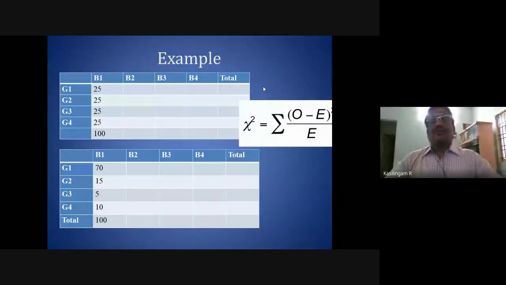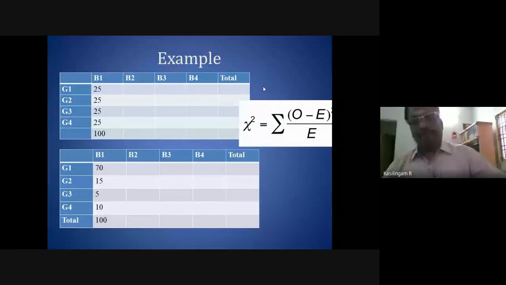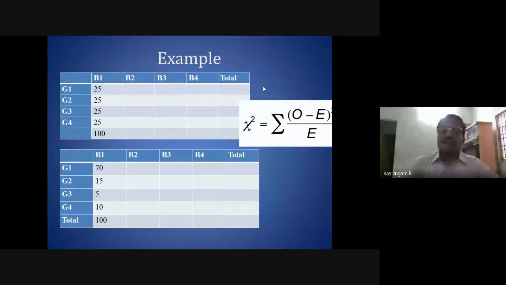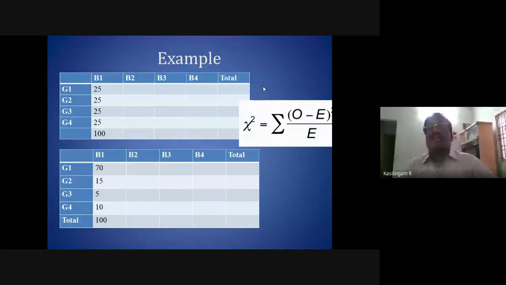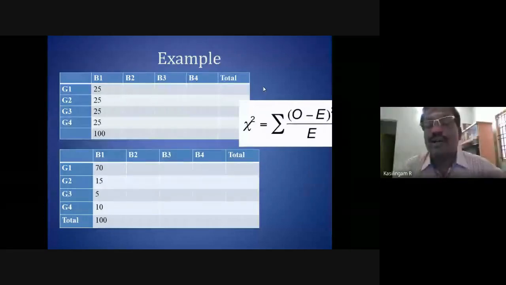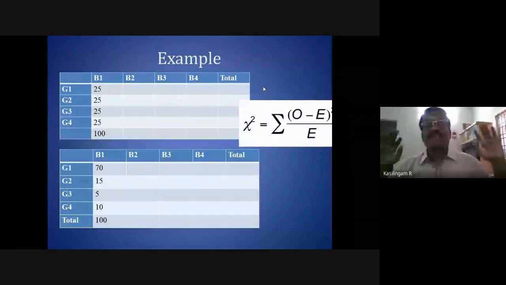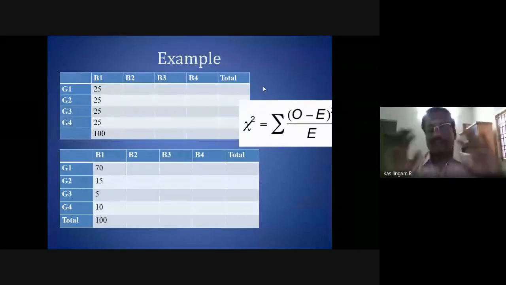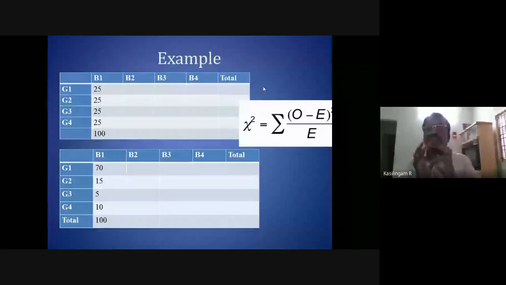Now, you know the formula for this chi-square. Chi-square equal to O minus E square divided by E. Now we have O. What is O? Observed frequency, because it is a frequency based test. How many people are there observed? Then E. E means expected. Okay. Now, what is this O?